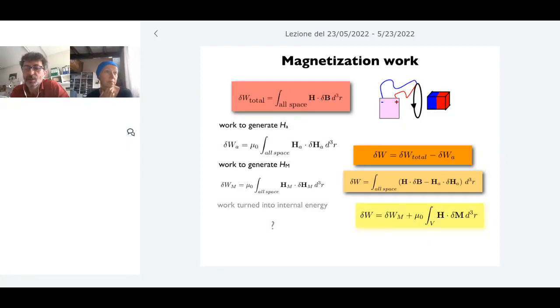So I can write the expression which is yellow there. The magnetization work is one part, the work to generate the magnetostatic field, and the remaining part is just the mu0 integral over the volume of the field H dm. Remember that all expressions of work look similar, but they are all different. The total magnetic work is the integral over the whole space of H dB. But the magnetic work turned into internal energy is mu0 H dm. It's one of the most common and used expressions to indicate the work that goes into internal energy, something that has nothing to do with Maxwell equations. It has to do with internal structure, some energy that is stored in the magnetic material.